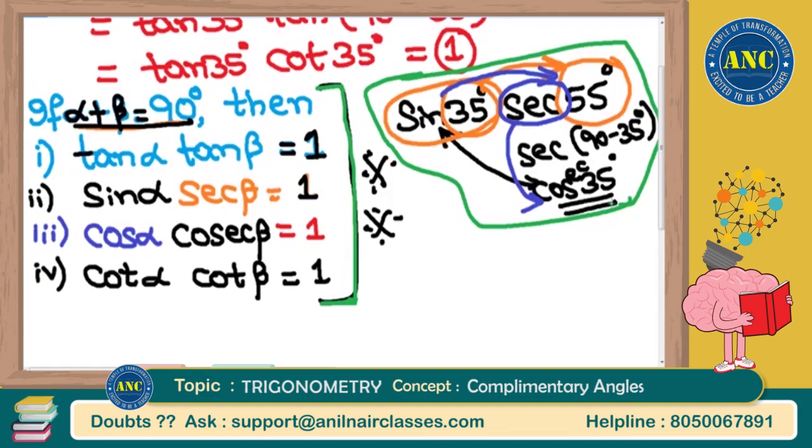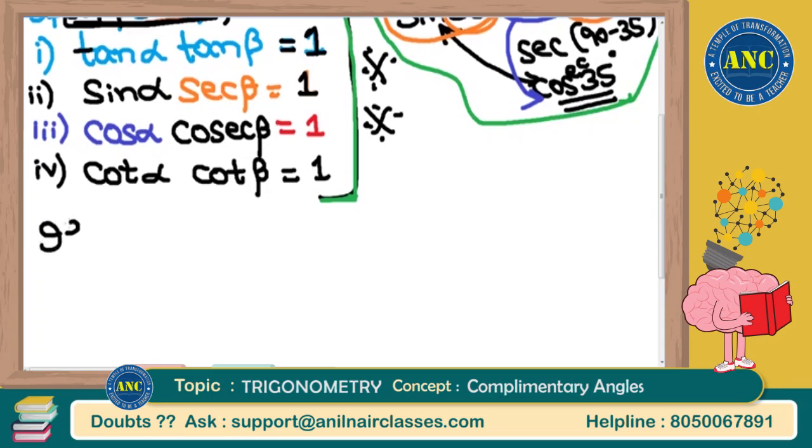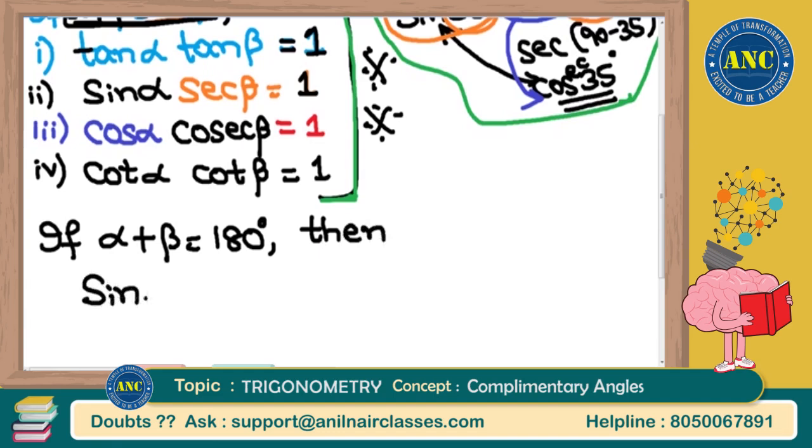Now think logically, sir. Alpha plus beta is 90 degrees. If the sum of two angles is 90 degrees, these 4 conclusions I can derive. Similarly, if the sum of two angles is 180 degrees, suppose alpha plus beta is 180 degrees, then can I conclude that sin alpha into what is the reciprocal of sine? Reciprocal of sine is cosecant. Cosecant beta, the product will be equal to 1.